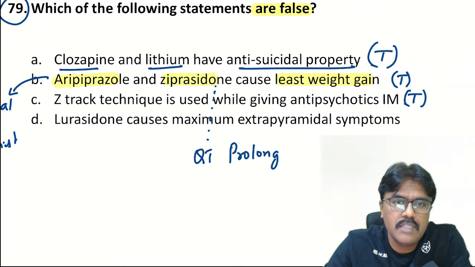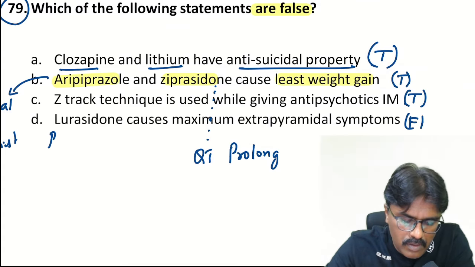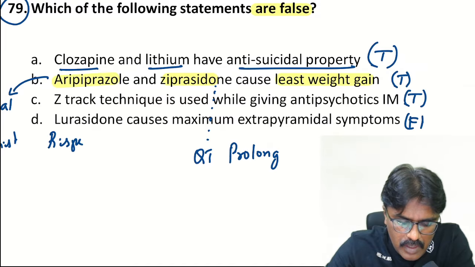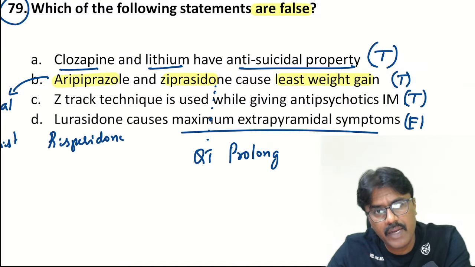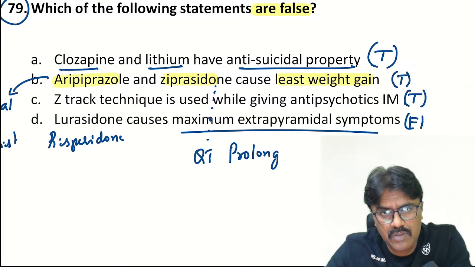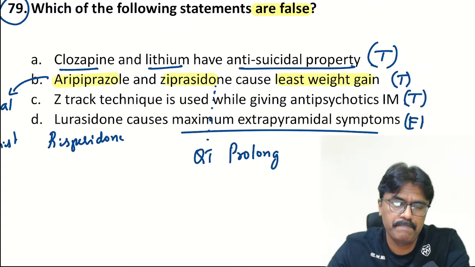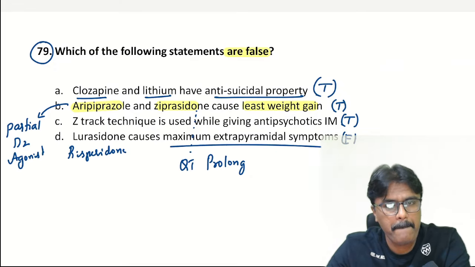Lurasidone causes maximum extrapyramidal symptoms. False. Lurasidone, risperidone, they all belong to atypical antipsychotics. They don't cause extrapyramidal symptoms much. But if you give a high dose, they may cause them, but normally they don't. So that is also a false statement. So the answer is option D.